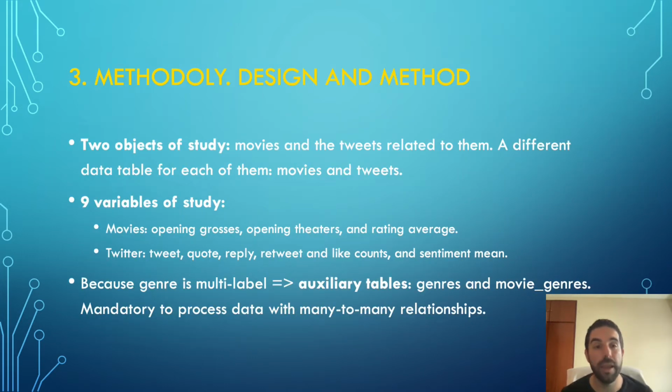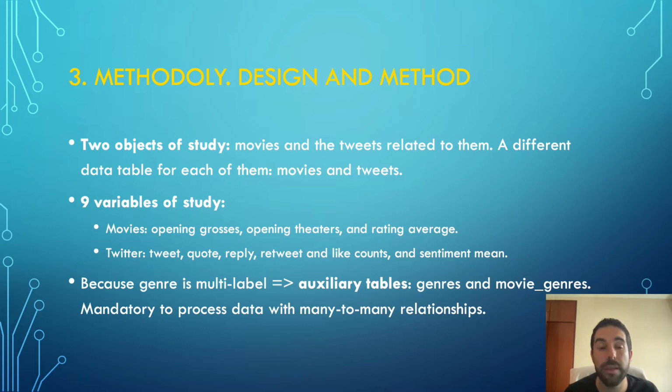The methodology is composed of the design and method for two objects of study. I'm going to say again that they are the movies and the tweets related to them, and there is going to be a different data table for each of them. There are 9 variables of study. For movies: opening grosses, opening theaters, and rating average. On the other hand, we have Twitter with the count of tweets, quotes, replies, retweets, and likes, and the sentiment mean of the text from each tweet related to each movie.